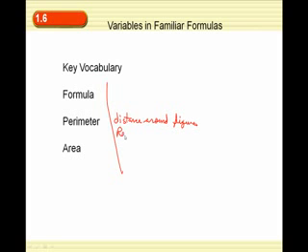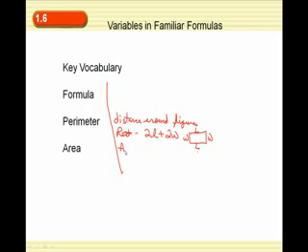So for a rectangle, you have 2 lengths plus 2 widths. There's a length, a width, a length, and a width. And you could add all those up, but the formula, if you take 2 times L, 2 times the lengths and 2 times the widths, you'll come up with the perimeter.